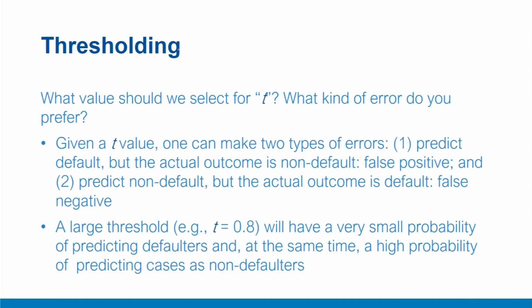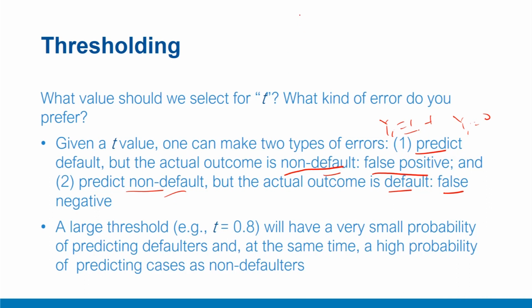Now an interesting question here is, what should be the appropriate value of tau? What kind of error would you want to prefer? Please notice, given a tau value, there is a possibility of making two types of error. One, the actual outcome is a non-default but you still predict it as a defaulter, which can be considered a false positive. Falsely, you consider it a case of y equal to 1, that is default, while it is actually a non-default case. And the second kind of error is you predict non-default, which is actually a defaulter. So it is actually a y equal to 1 case, but you predict it as y equal to 0. So this is a false negative.